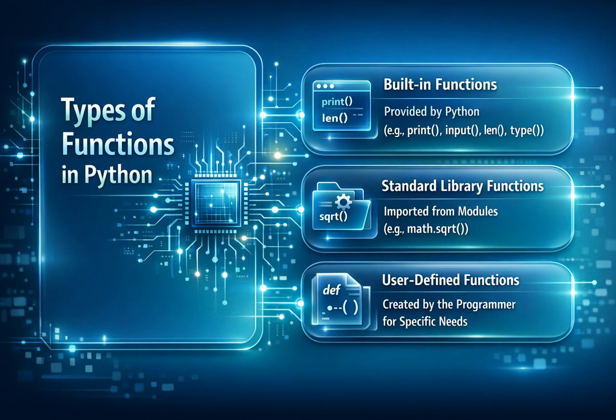Python has 3 categories of functions. Built-in functions like print and len are always available. Standard library functions like math.sqrt must be imported, and user-defined functions are written by you to solve problems specific to your program.